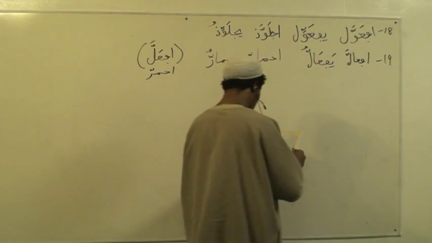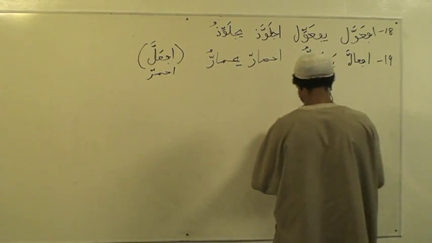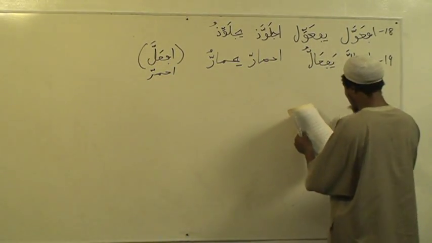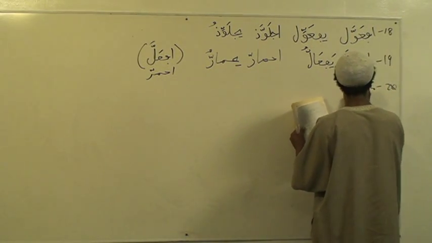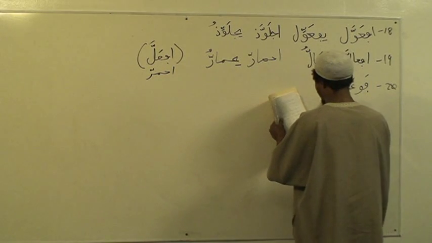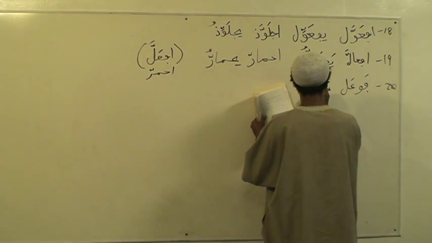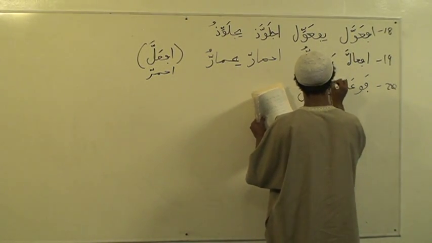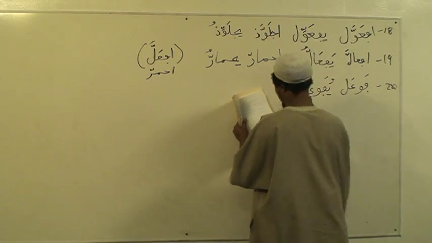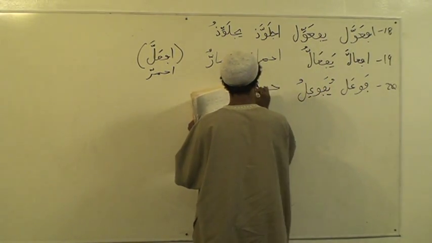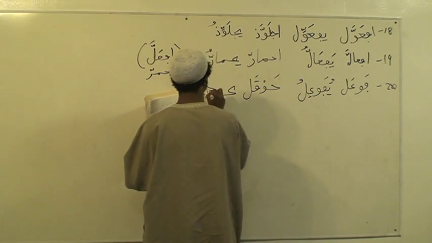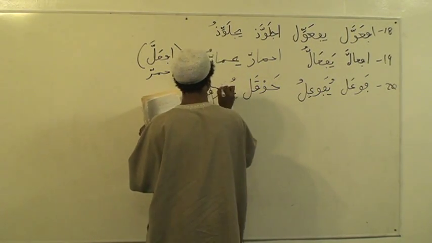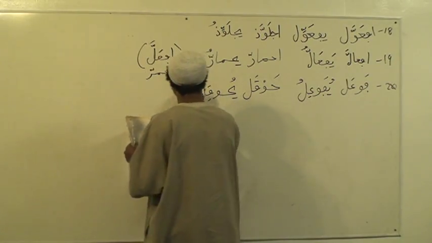So then the other one is, what do you call it? This is the next scale. It says fa'wala. Now we're on 20. 20 is fa'wala, yufa'wilu. Yufa'wilu, like hawqala, yuhawqilu. Here we have a word now.